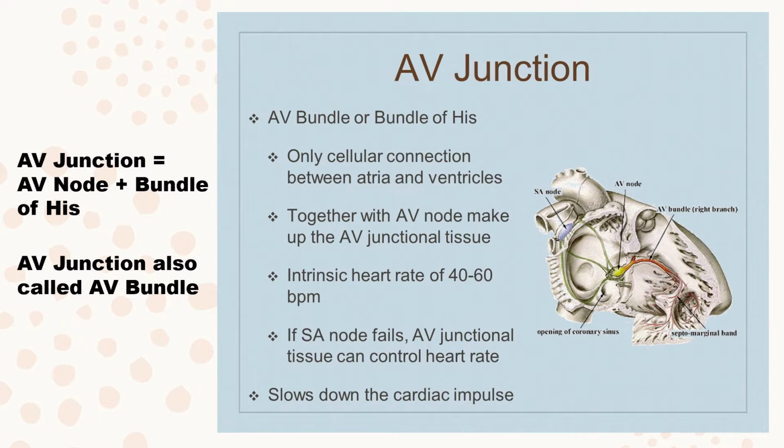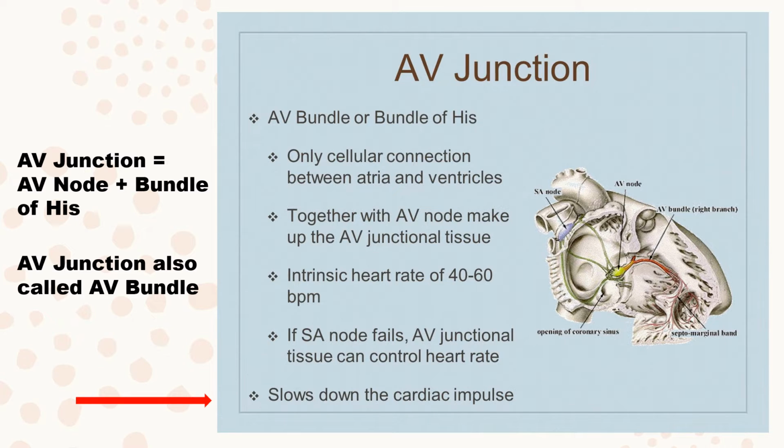That tissue has an intrinsic heart rate of between 40 to 60 beats per minute. What that means, obviously, is if something happened to the SA node and this node has to pace the heart, it would pace it at a rate of 40 to 60 per minute. That's the intrinsic rate of the AV junction. If the SA node fails, the AV junctional tissue can control the heart rate.